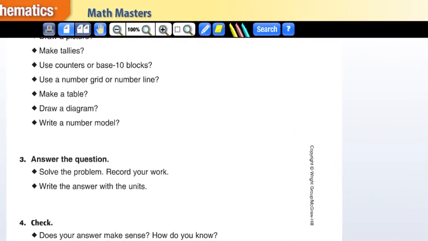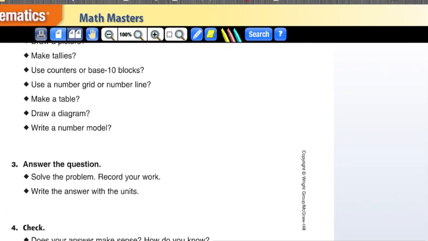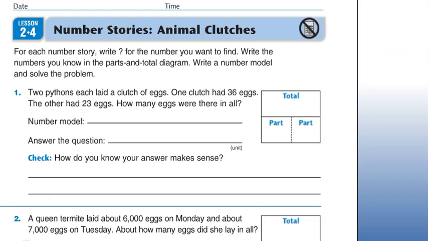So we'll go back to our problem. Oops, making you a little dizzy there. I like to read a math problem 3 times so I know what they're talking about. So here's our first time. 2 pythons each laid a clutch of eggs. One clutch had 36 eggs. The other had 23 eggs. How many eggs were there in all?